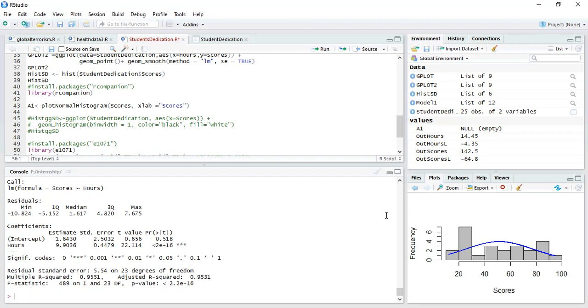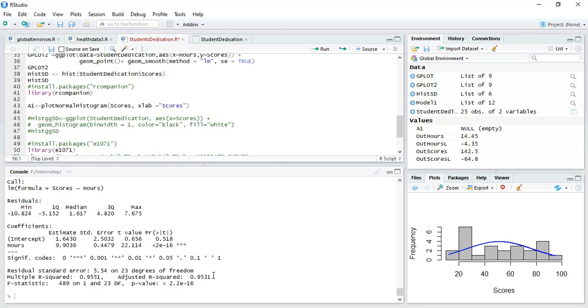So the equation is 1.6430 plus 9.9036 into hours, right. I'll show it to you. The third point is the p value. It is 2e to the power minus 16. That is very, very negligible, within the 0.05 range. So yes, it is acceptable. Then we see the multiple R squared 0.9551 and adjusted R squared 0.9531.